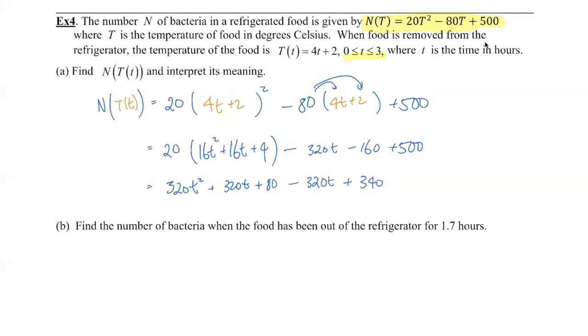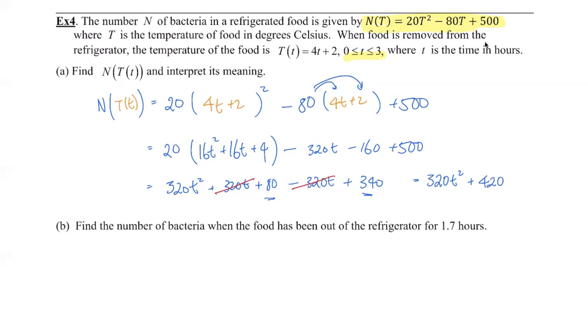We say, oh yeah, of course. Plus 320t minus 320t. That's sweet. We can actually break them apart. And we have also two numbers right here. We can also combine them. So the final answer is going to be 320t squared plus 420. So that's our big N of big T of small t.